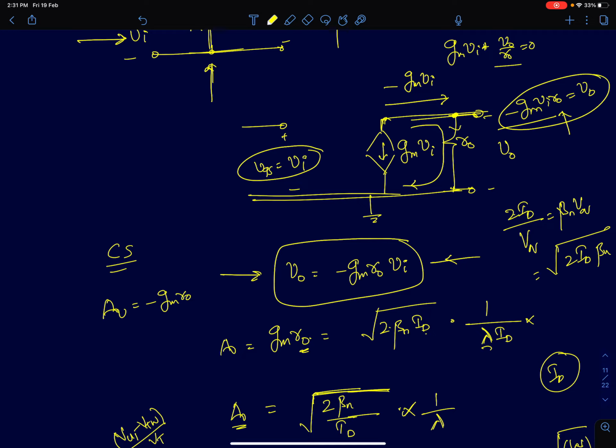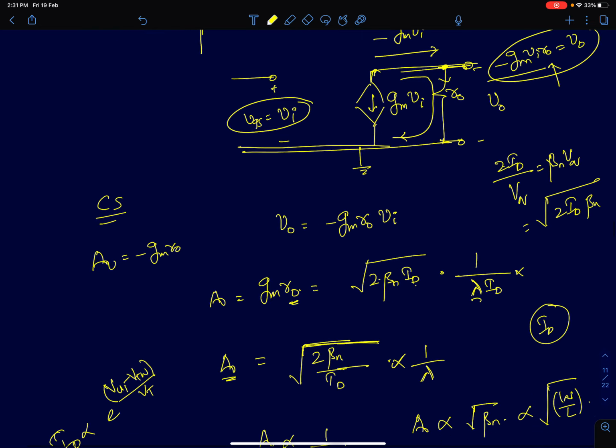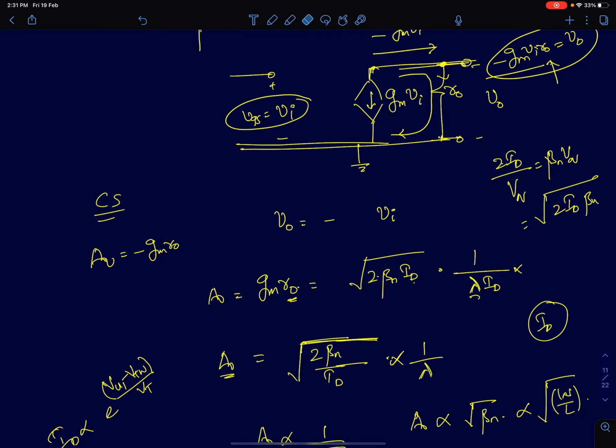Now we will see what this product gm r0, the intrinsic gain, is dependent upon. As a design engineer, can you vary this intrinsic gain by choosing an appropriate W by L value or an appropriate drain current? So I'll use the expression for gm, which is the root of 2 beta n ID, where beta n is mu n Cox W by L. This is the expression for gm, multiplied by 1 by lambda ID. That's your expression for r0.